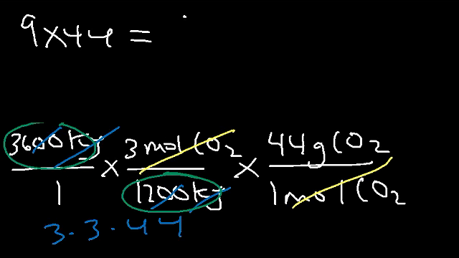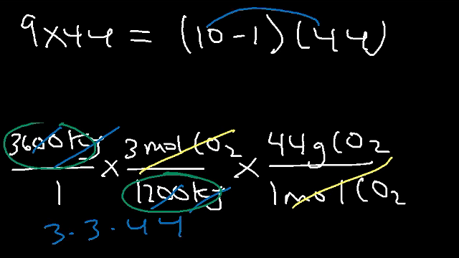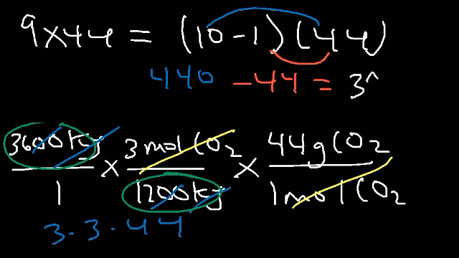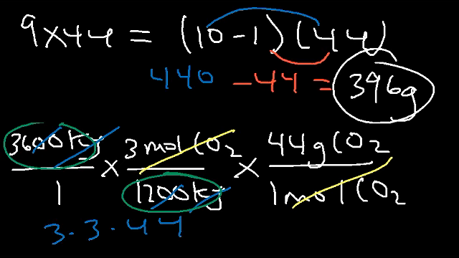9 times 44 is basically 10 minus 1 times 44. So 44 times 10, that's 440. 44 times 1 is negative 44. So 440 minus 44, how much is that? So 440 minus 40 is 400. And if you subtract another 4 from that, you should get 396. And so there's going to be 396 grams of CO2 that's produced in this reaction.